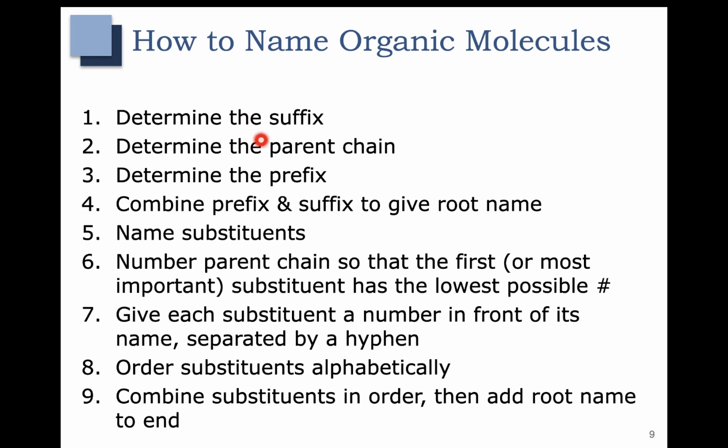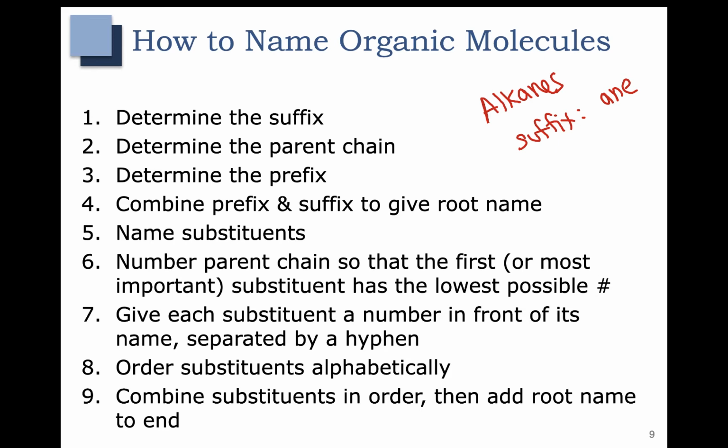First, you need to determine the suffix, and that depends on what type of molecule you're looking at. In this chapter, all we're going to cover is just regular alkanes, and alkanes have the suffix ane. So everything that we're going to cover in this chapter is going to end with ane. Once we start looking at naming molecules that have suffix-changing functional groups, then we will have to worry about different suffixes. But for right now, they're all going to be ane.